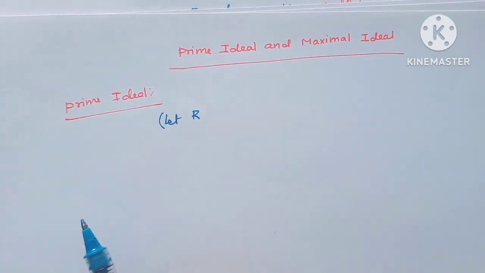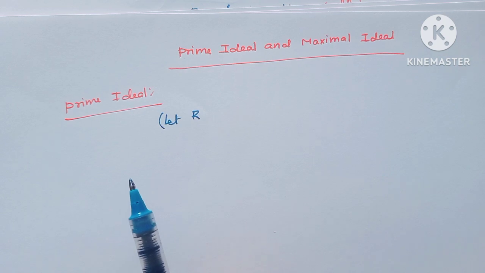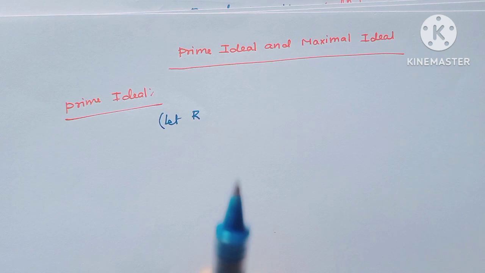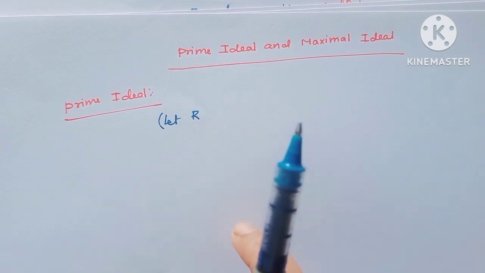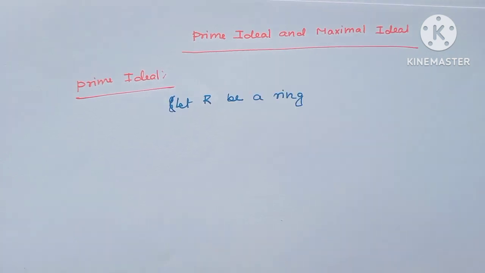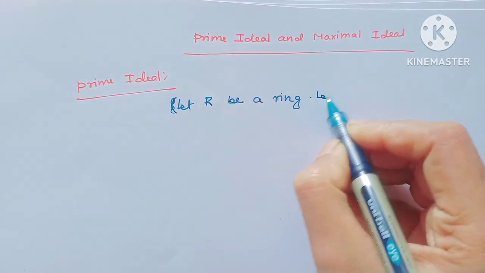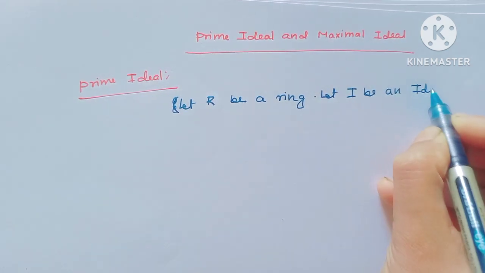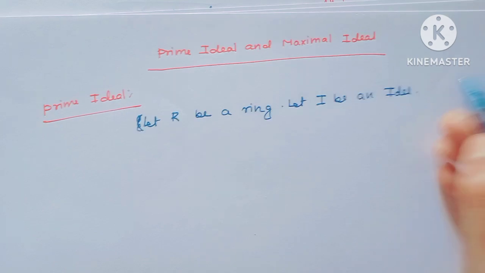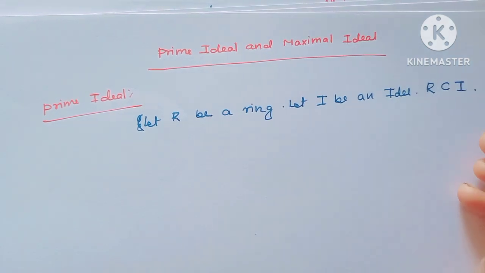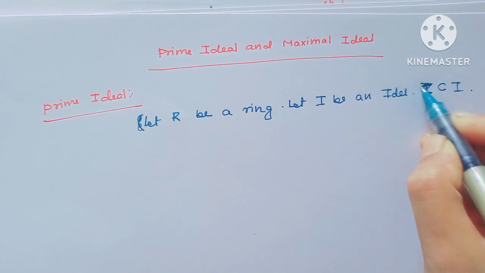At first, let's see what is the definition of prime ideal. Pause my video and recall for yourself what is the definition of prime ideal, because this is the review part. Let R be a ring and let I be an ideal, where I is any proper ideal of R.